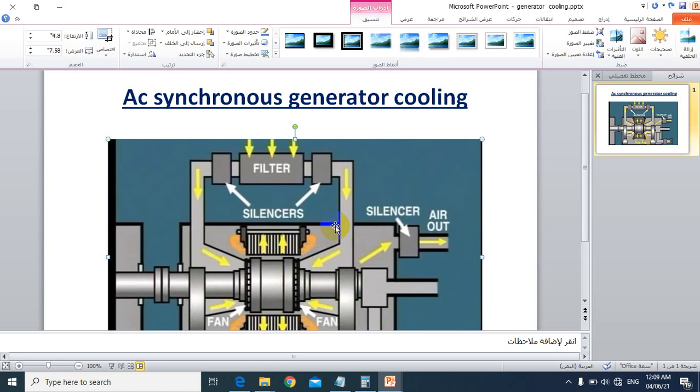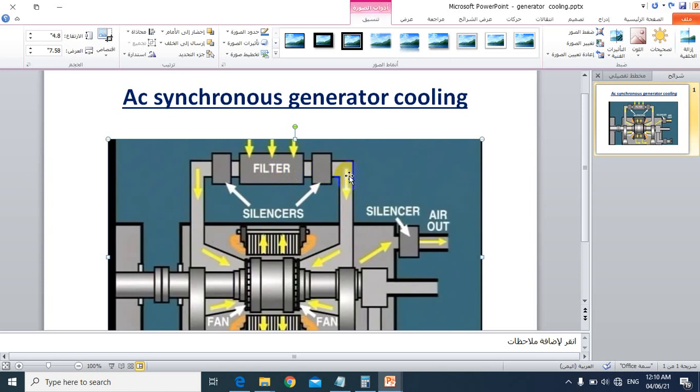So, we have types of ventilation system. Radial flow ventilation system: in the radial flow ventilation system, the cooling air enters the ducts through the stators, as shown in these pictures. It passes from the air filter and through the stator by way of the air gap and passes radially to the back of the stator, from where it is removed.